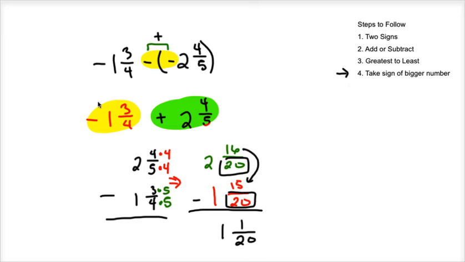Well, 1 and 3/4, 2 and 4/5. Who's the bigger number? Well, 2 is definitely bigger than 1, so 2 and 4/5 is bigger. The bigger number has a positive sign, so my answer is going to be positive 1 and 1/20.